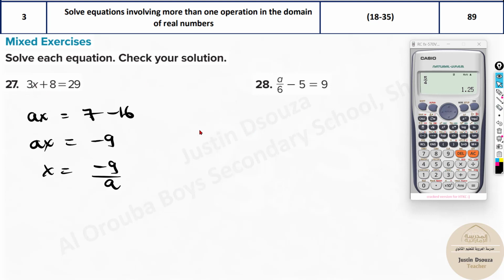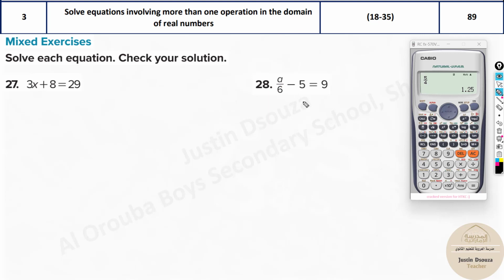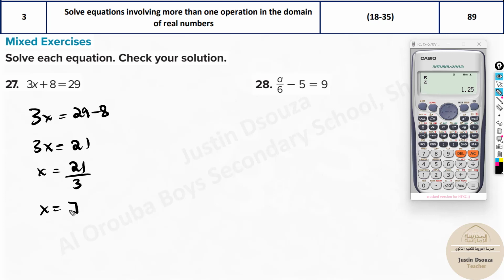Now here, there is a single variable. Single variable we have done already in the last section, so the same thing can be continued. Even over here, it's just a single variable. They are very simple and straightforward. How do you solve this? Just take 8 to the other side. That will be 29 minus 8. 3x equals 21. Take 3 to the other side, it will be divided, x is equal to 7. 3 times 7 is 21.